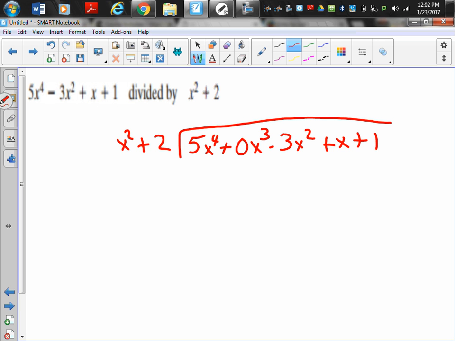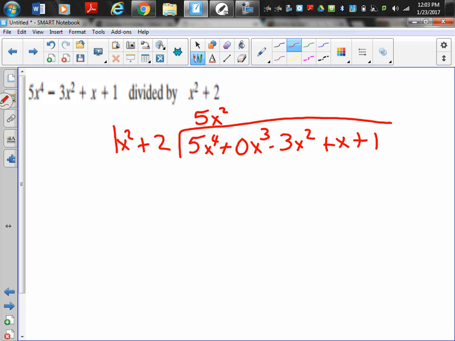Alright, so what number is understood to be in front of the x squared? Malik. What number is in front of this x squared? 1. So we start with that. 1 times what is 5? 5. X squared times what is x to the 4? X squared. So that's your first term.